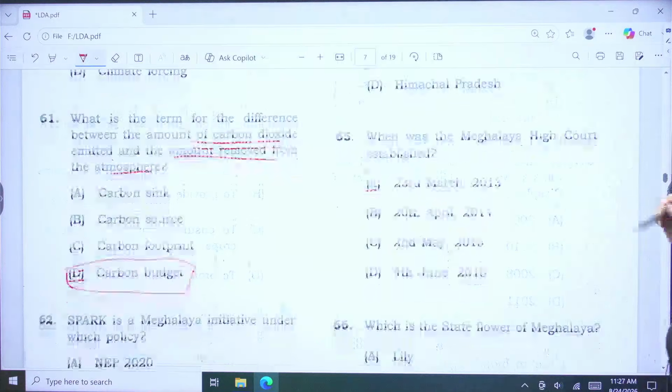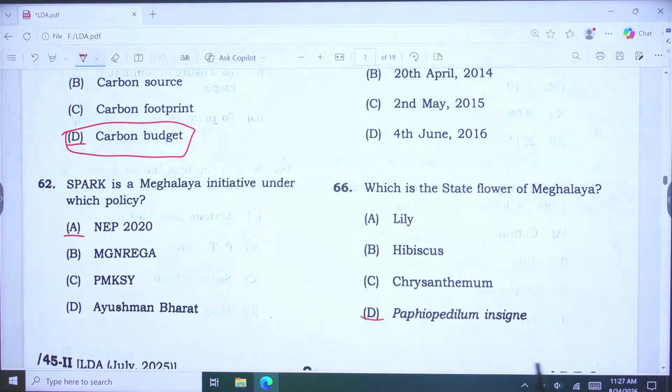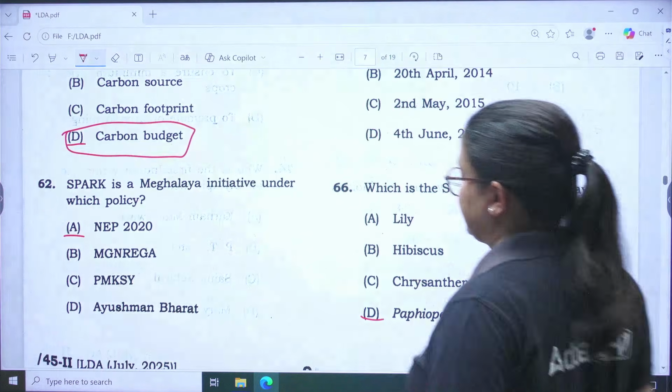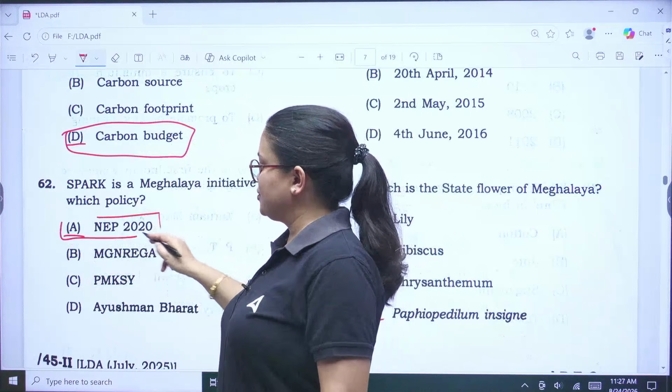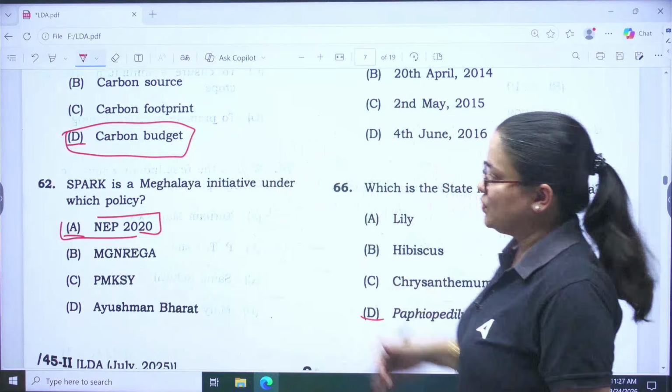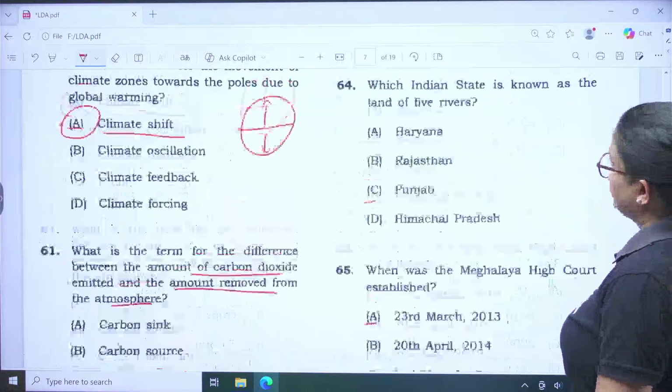Next, SPARK. It is a very special scheme. The full form of SPARK is School Programs for Articulation, Resilience and Kindness. It was an initiative of the Meghalaya government, under the new education policy. So it is SPARK. Next question, number 63.